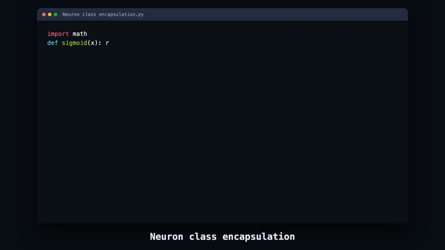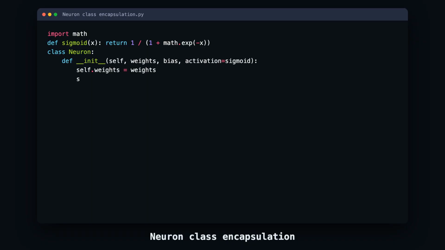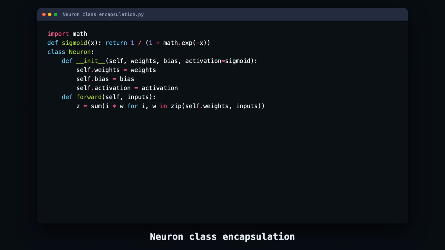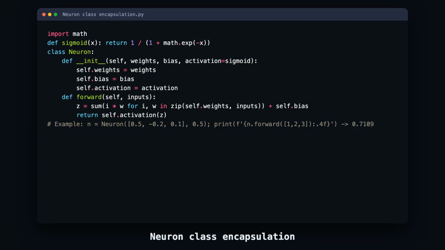To reuse a neuron many times, we bundle its weights, bias, and activation choice into a single object, just like a reusable appliance that comes with preset dials. A class stores the parameters as attributes and provides a forward method that computes the output for any given input vector. This encapsulation lets us create many neurons with different settings while keeping the code clean and easy to extend.